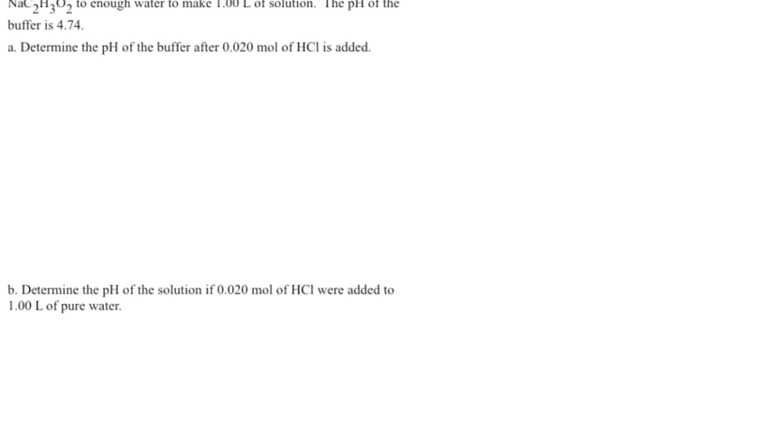In this problem, you have a buffer that's created with acetic acid and sodium acetate, and what it's asking you is to determine the pH of the buffer once you add a strong acid. So before you get started with this problem, showing the dissociation of the weak acid, what you should do is figure out what hydrochloric acid is going to react with, and how that affects the concentration of your acetic acid and your acetate ion.